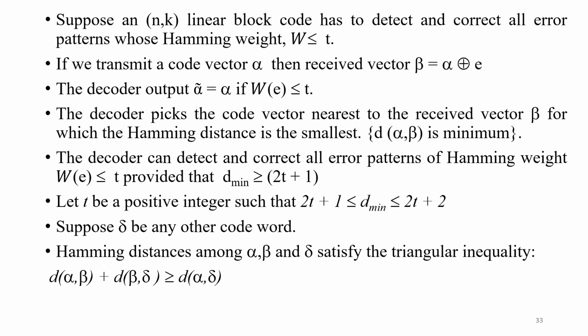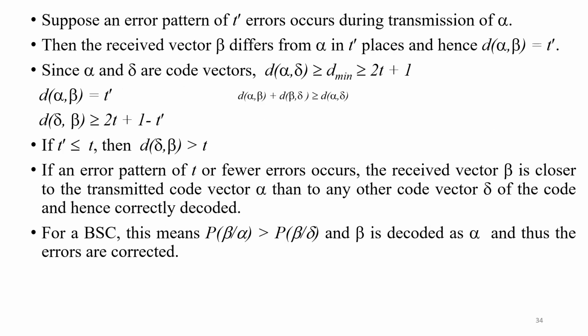Let T be a positive integer such that 2T plus 1 is less than or equal to dmin, which is less than or equal to 2T plus 2. Suppose delta is any other code vector. Hamming distances among alpha, beta and delta satisfy the triangular inequality: D of alpha beta plus D of beta delta is greater than or equal to D of alpha delta. Suppose an error pattern of T' errors occurs during transmission of alpha, then the received vector beta differs from alpha in T' places and hence D of alpha beta equals T'.